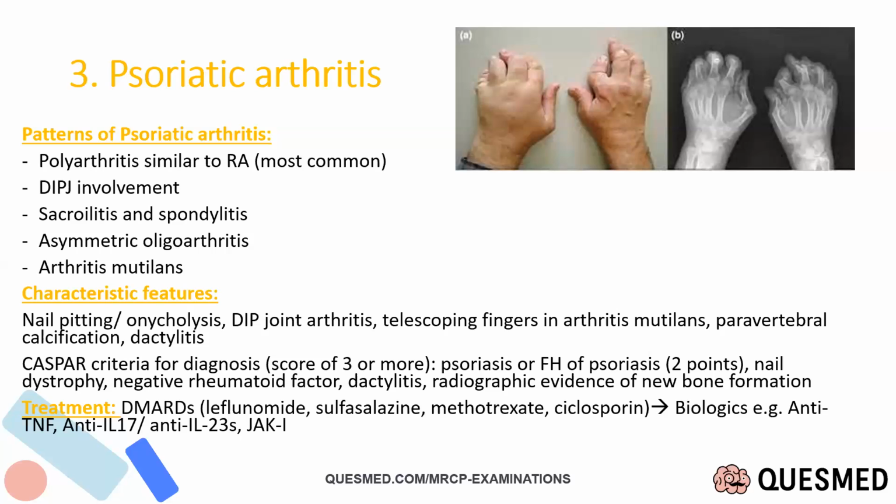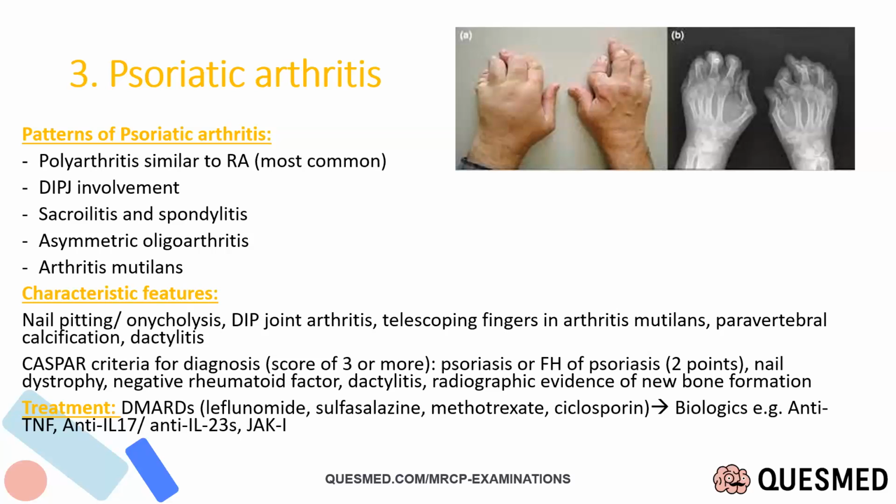You can get disease which is predominantly axial, affecting the sacroiliac joints and the spine, or you can have an asymmetric oligoarthritis. So you might have a knee or a hip or an ankle, and it's often different on different sides of the body. And rarely you get arthritis mutilans, which is the picture at the top, which gets awful, destructive, erosive disease. They call it telescoping of the fingers.